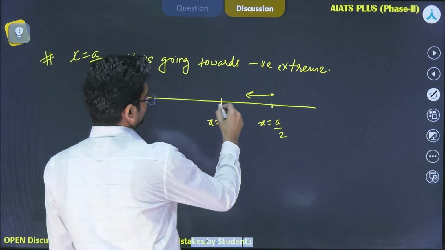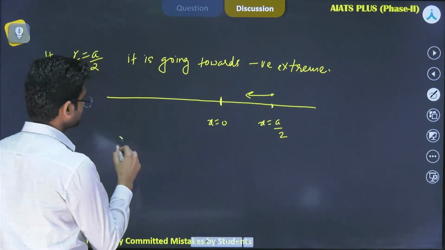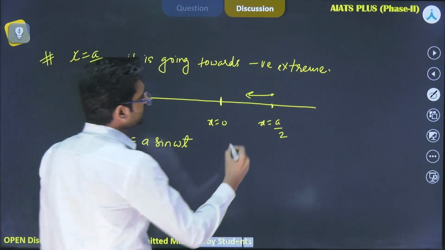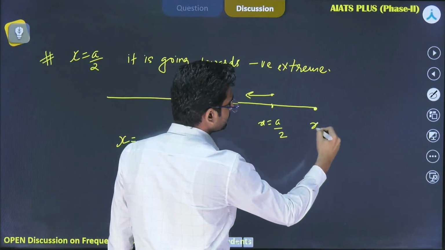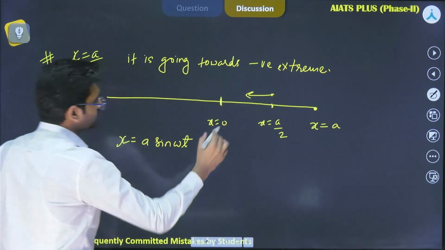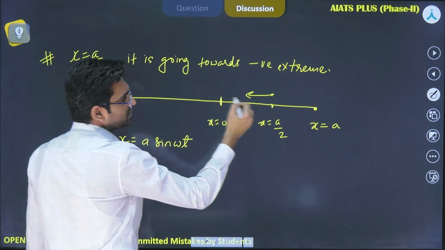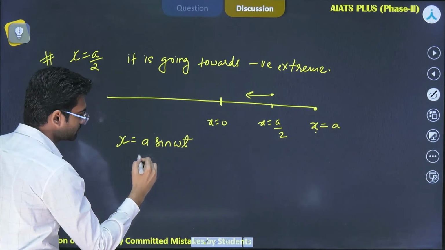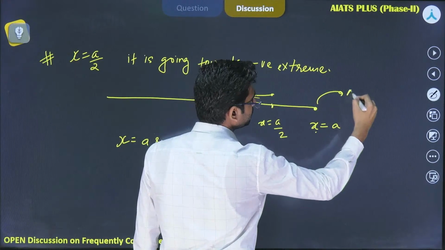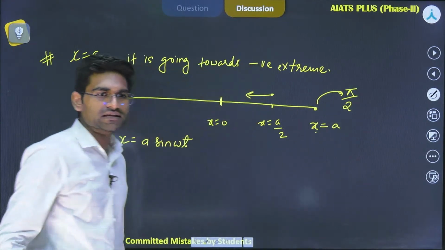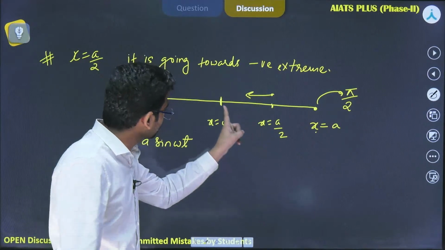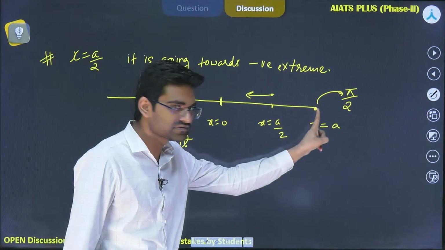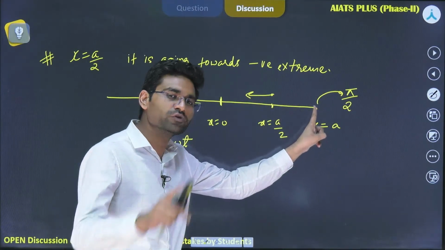Okay, so you have to remember that x is equal to a sine omega t is our fundamental equation. If the particle starts from the mean position and reaches the extreme at x is equal to a, then the phase would be pi by 2. One oscillation is completed like this: if the particle starts from here, it goes from mean to this extreme. This would be 1/4 of the oscillation.